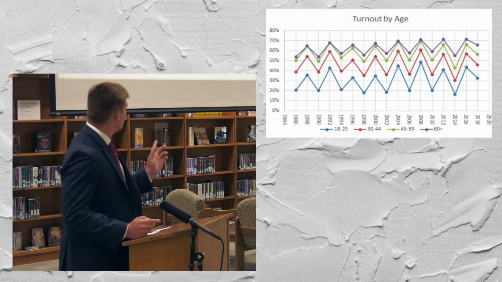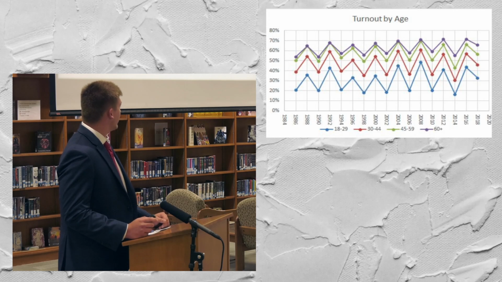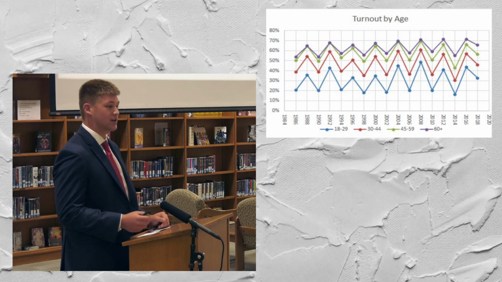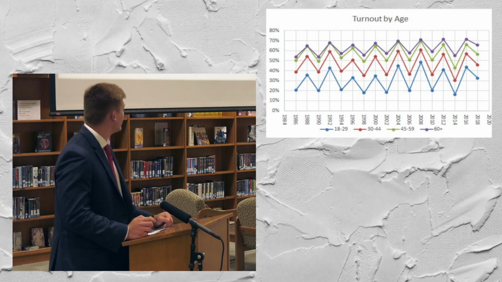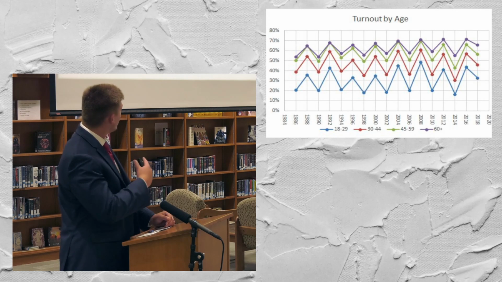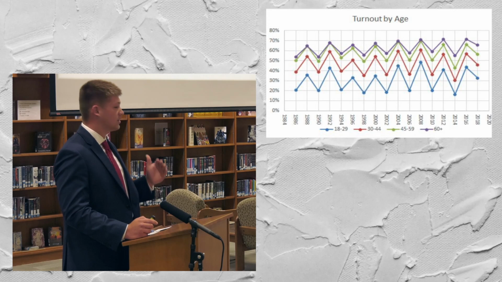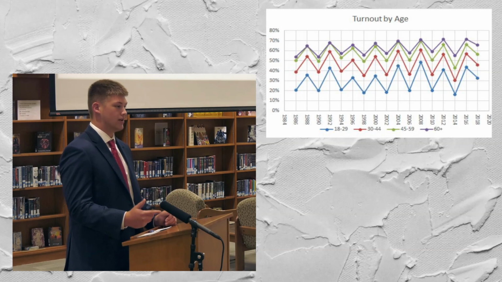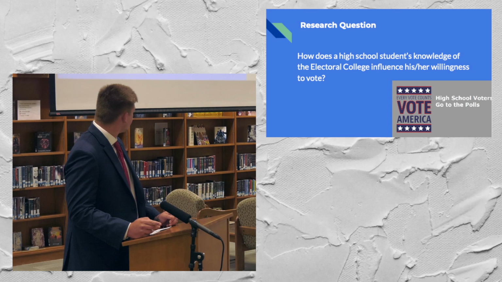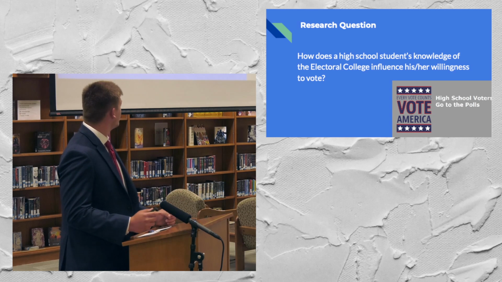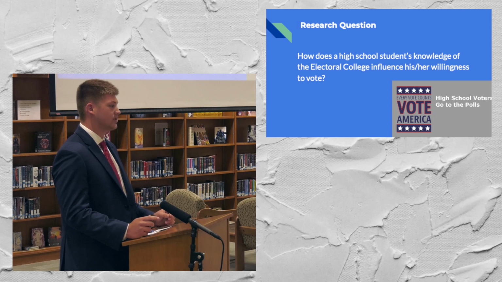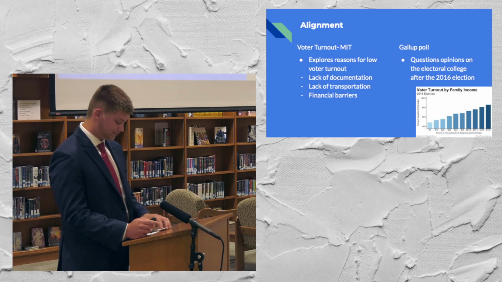And as you can see, the blue line here represents the 18 to 29 age group, and it peaks right around 50% on presidential election years compared to 75% for the 65 and up age group. And each age group consequently goes up in voter participation based on their divisions. So that brings me to my research question: how does a high school student's knowledge of the Electoral College influence his or her willingness to vote?